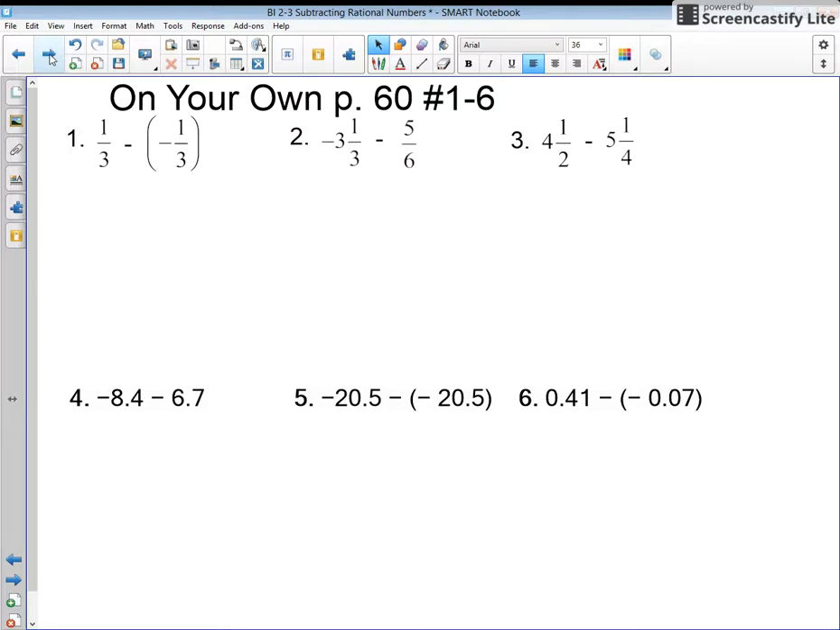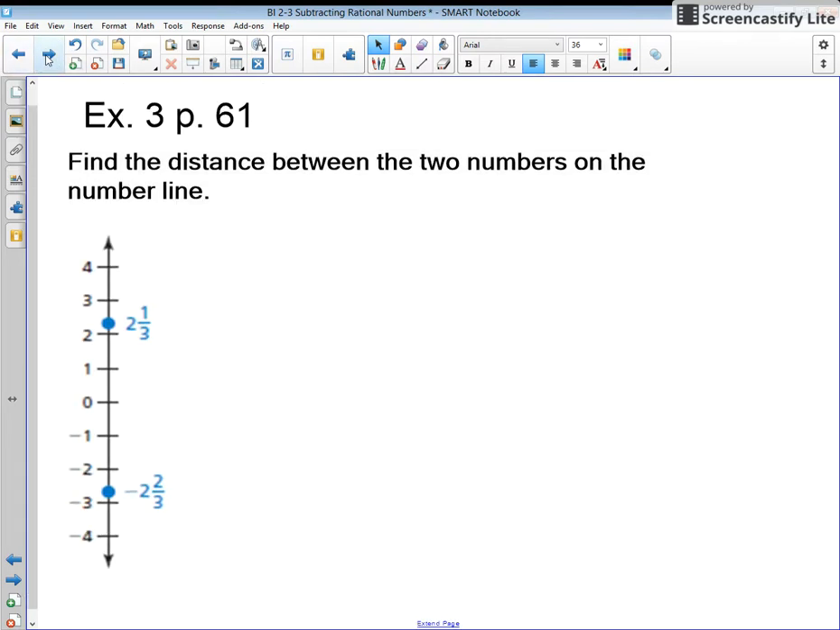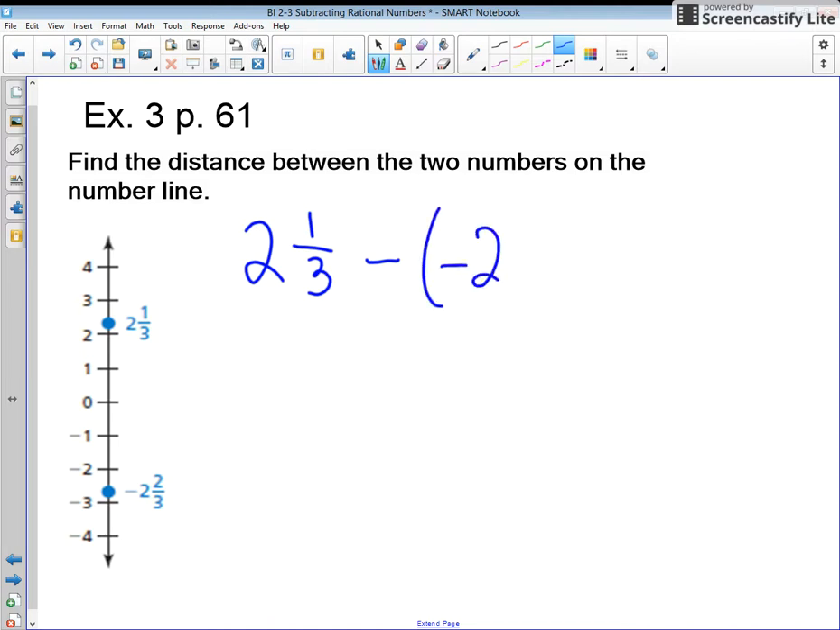I'd like you to pause the video and complete these 6 questions and write in your answer. Now, example 3 is on page 61. Find the distance between the two numbers on the number line. To find the distance, we need to subtract. I'm going to start at 2 and 1/3, and I'm going to subtract the second value, which is negative 2 and 2/3.